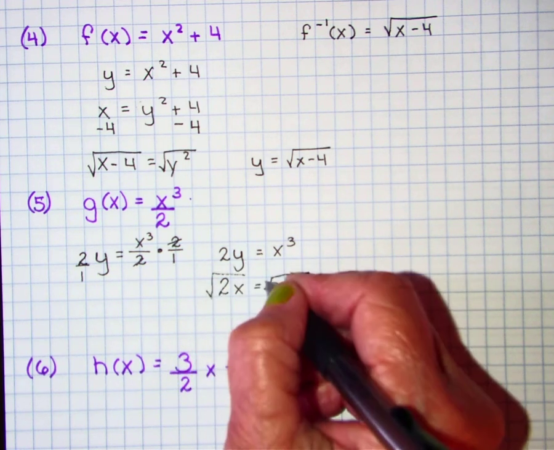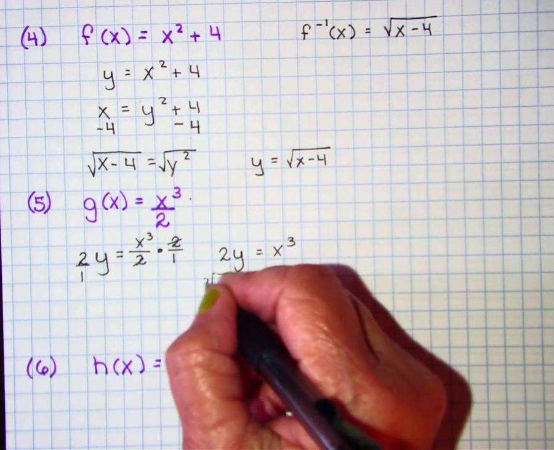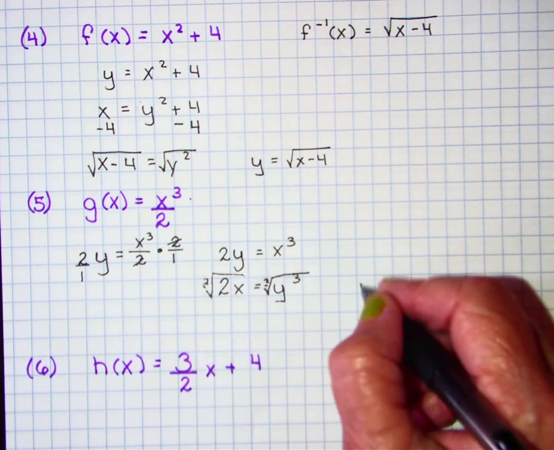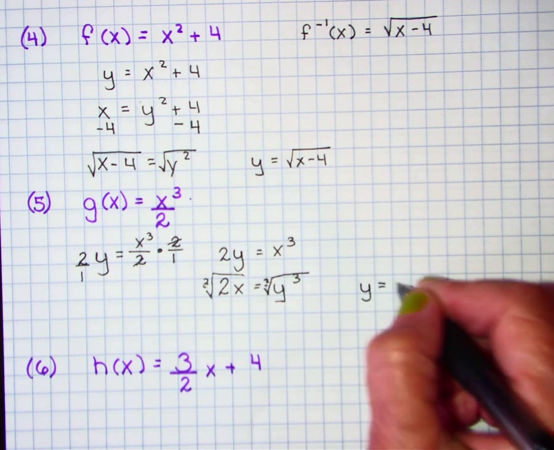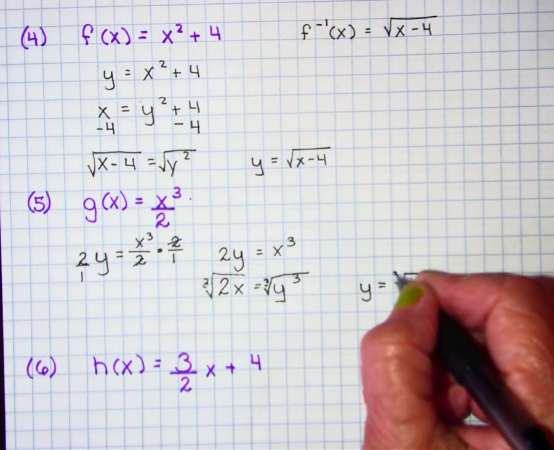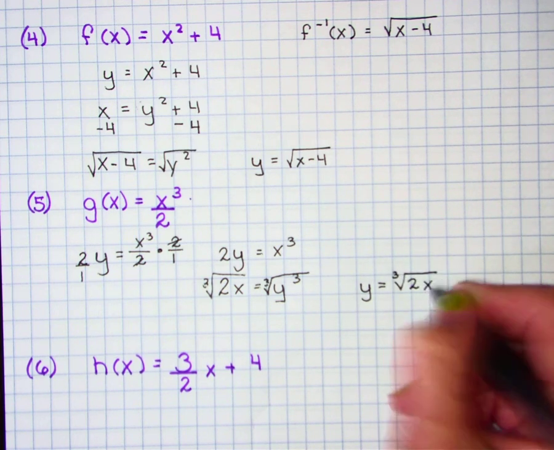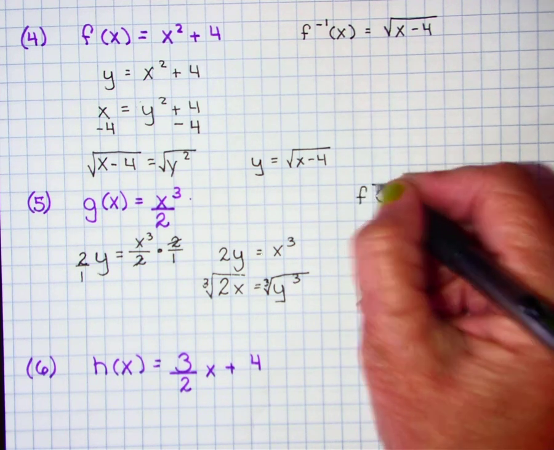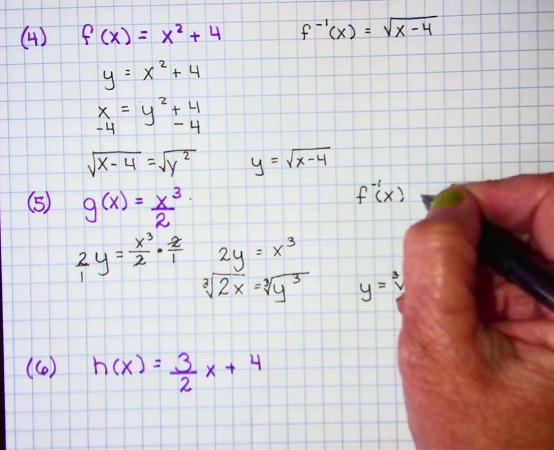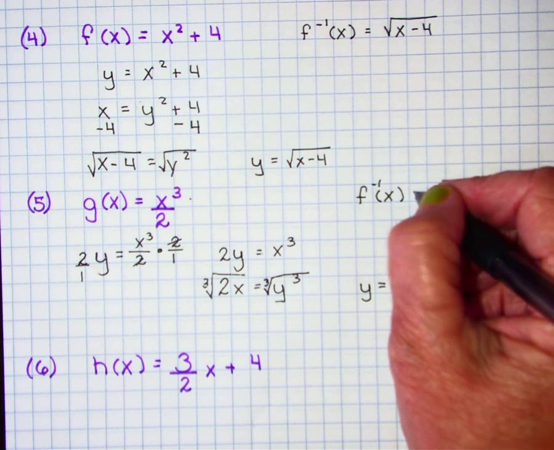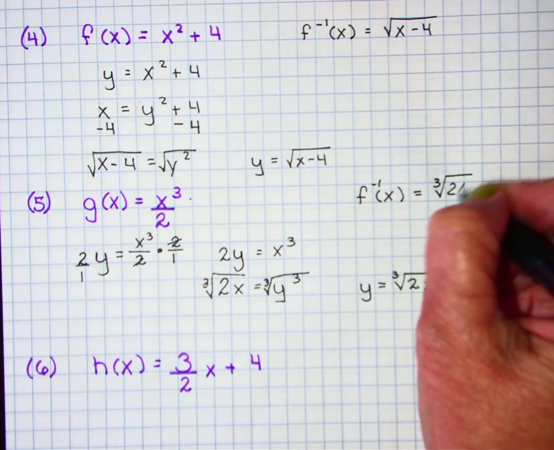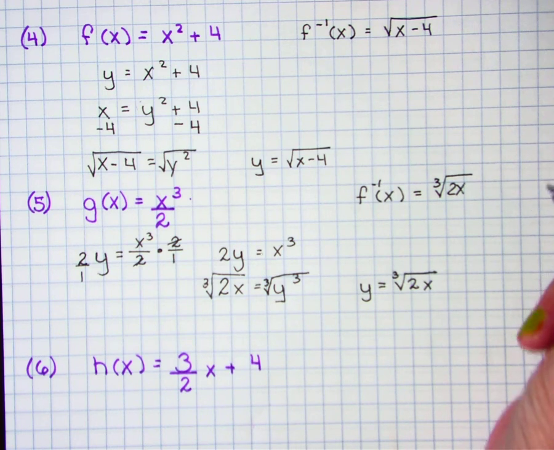Now to get rid of that cube, again, I take something that looks like the square root of both sides, but now I'm going to put a 3 there. And that just means the cube root of what's inside. So now I get y equals the cube root of 2x. So my inverse function, my f inverse of x, inverse of f of x, or of g of x, is equal to the cube root of 2x. Okay?